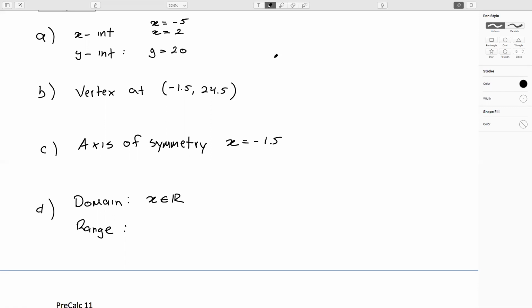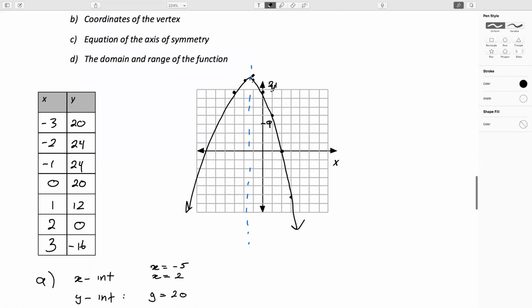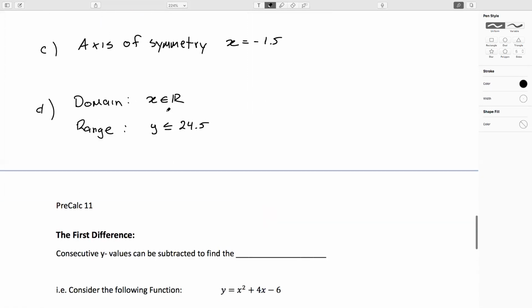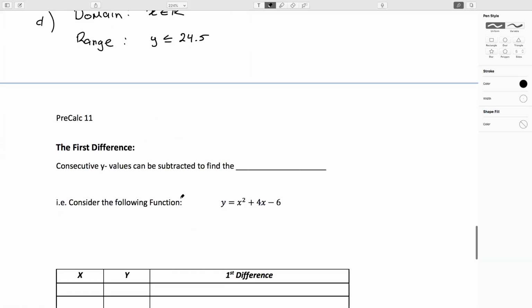Our range, though, there is a cap on our range. This is the highest value you're going to get out of the function. You won't get past y equals 24.5. Everything else is less than that. So the range is basically asking what are the possible y values? Well, the y values are that y is less than or equal to 24.5. And this is something you're going to have to graph it to find.